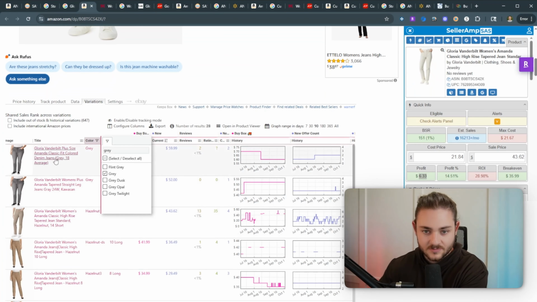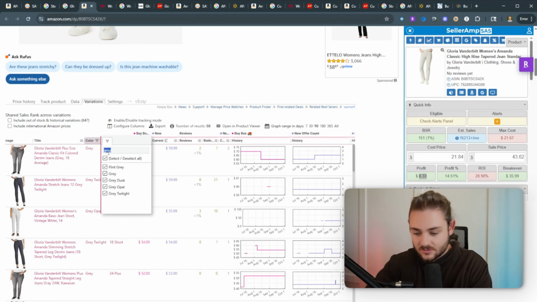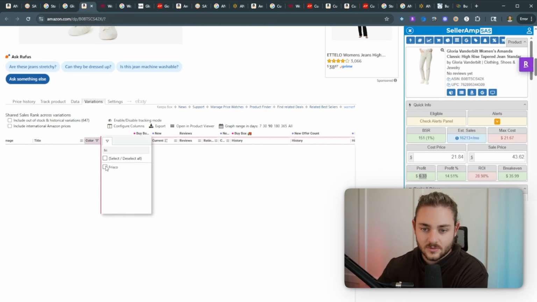Let's check these gray ones. These are 60 bucks right there, but I don't see any new offer count changing. But maybe those sell, but more than likely they don't. Let's see, Olive and Frisco. Let's just go and do both of those. Olive, and we'll go for Frisco.